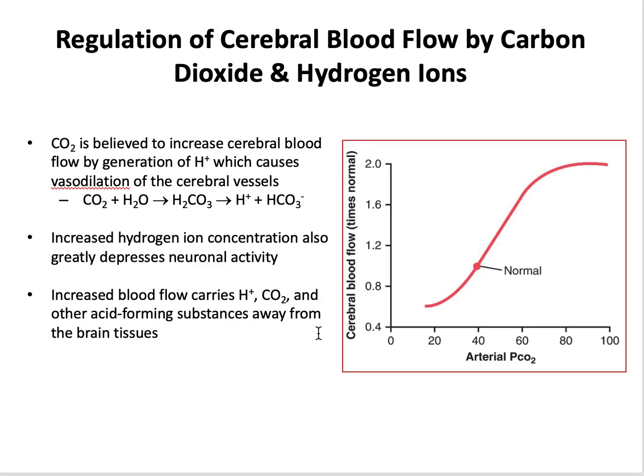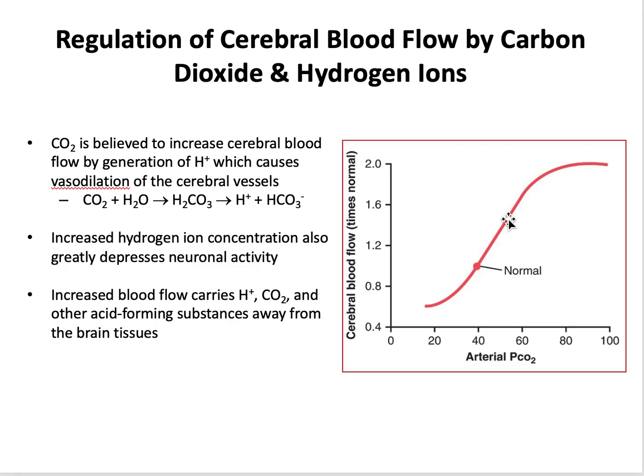The only thing I want you to take home from this slide is, if we look over here on this graph, this is arterial PCO2, so carbon dioxide pressure in the blood, and then cerebral blood flow. If we increase PCO2, so the amount of CO2 present in the blood, we're going to increase cerebral blood flow. And if you think about it, it's kind of intuitive.